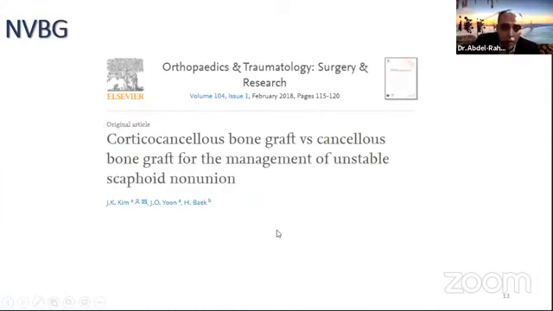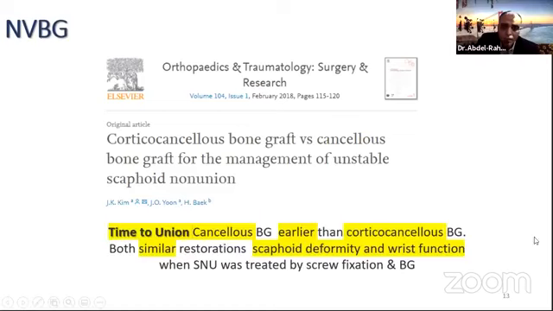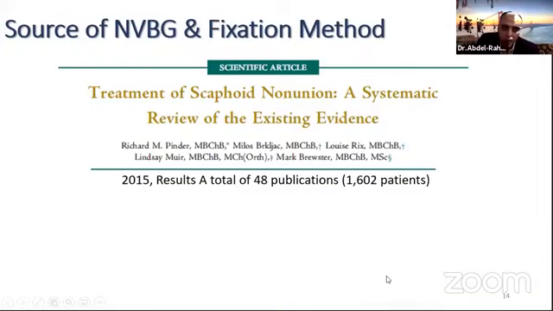Comparing the non-vascularized bone grafts, either corticocancellous or cancellous, in unstable scaphoid non-union, a 2018 paper by Kim et al. has shown that the time to union was earlier in the cancellous group compared to the corticocancellous bone graft. Both had similar restoration of the scaphoid deformity and wrist function, knowing that both were fixed with screws, not only grafts.